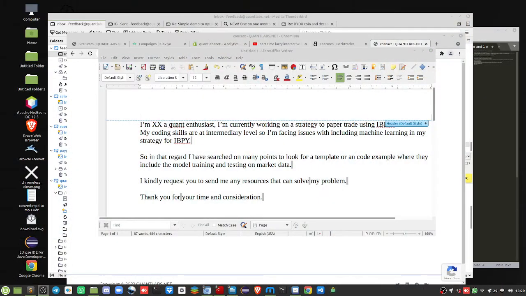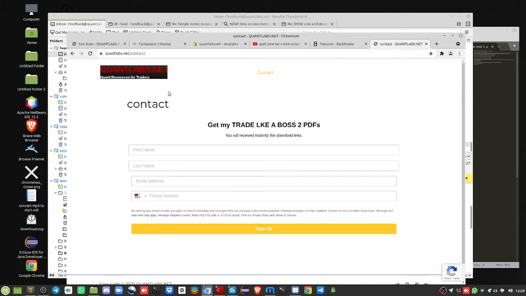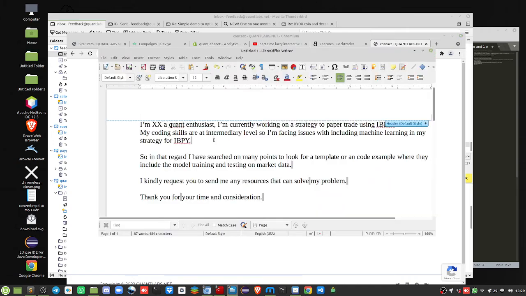Alrighty, so here we are. We got an FAQ, frequently asked question. I'm going to update it with the latest info I can give you. Right here, and again, there is the contact form, quantlabs.net/contact. Alright, so let's go back to our FAQ.